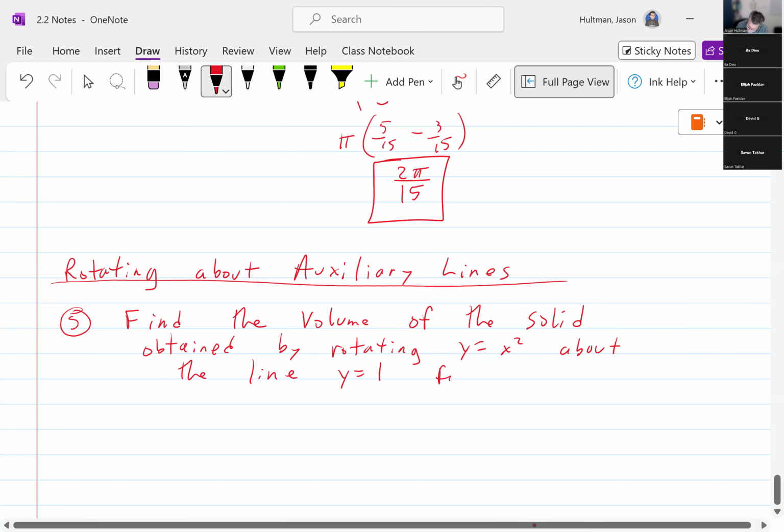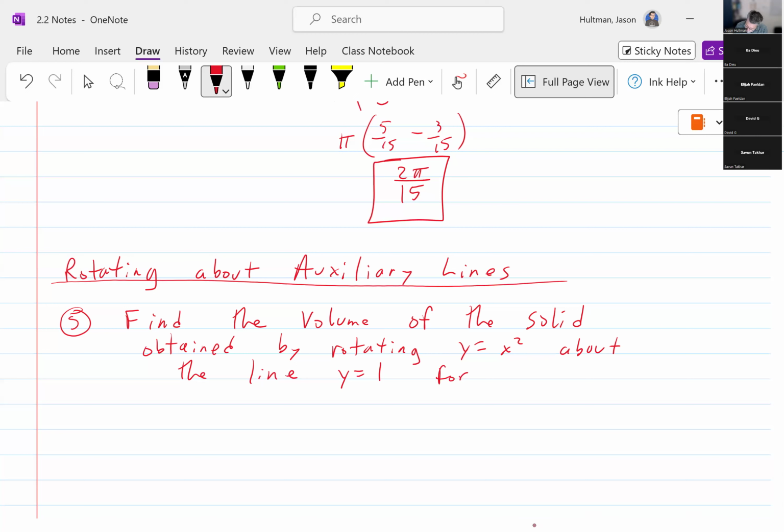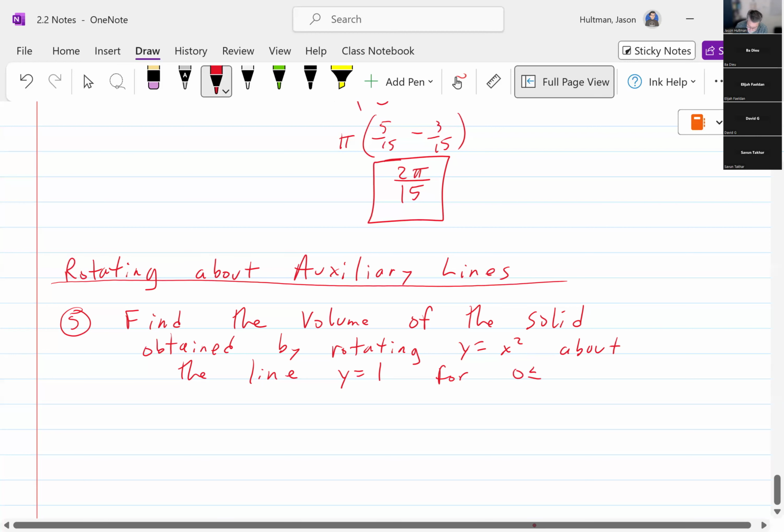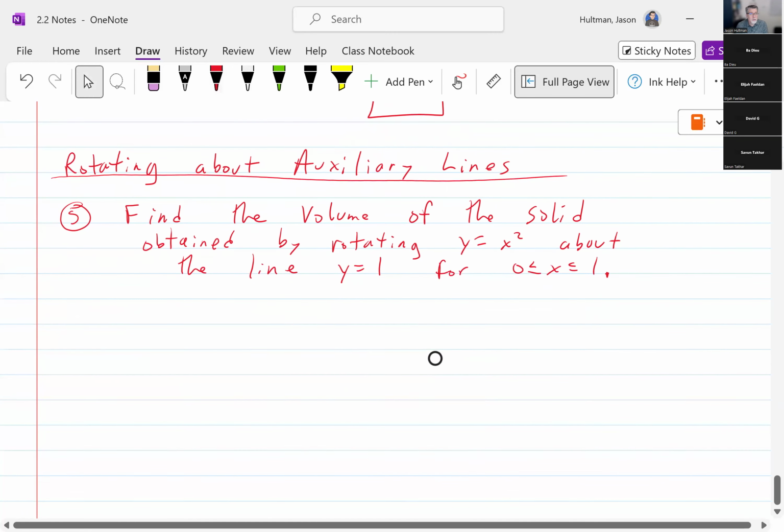Okay, 0 to 1. So now we're going to rotate not about the x-axis, but we're going to rotate about the line y equals 1 and see what happens.